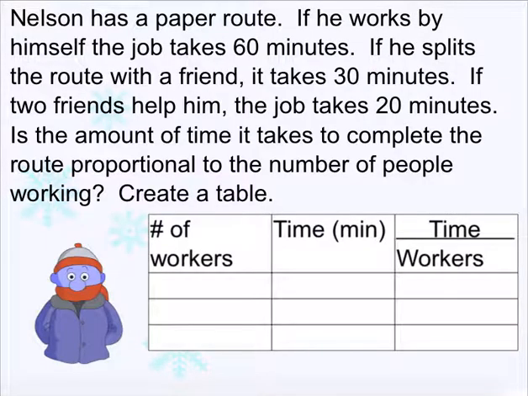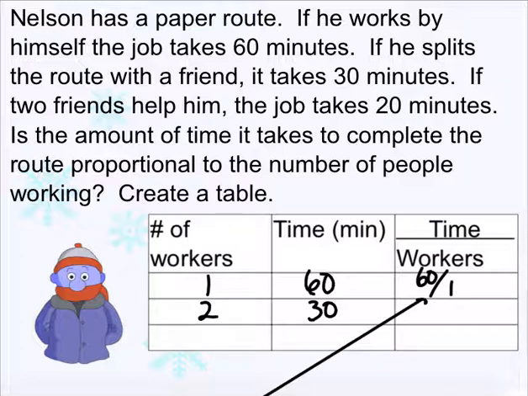Now let's try another one. Nelson has a paper route, and if he works by himself, the job takes 60 minutes. So number of workers, 1, would be 60 minutes. So our ratio is 60 over 1. And then if a second friend helps him, it takes 30 minutes. So 30 over 2. And if 3 friends altogether are helping, it takes 20 minutes. So we get 20 over 3.